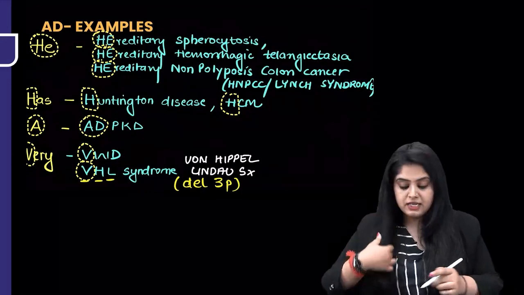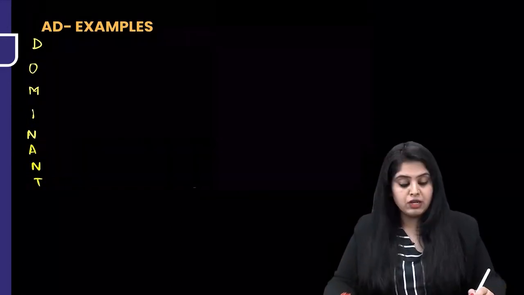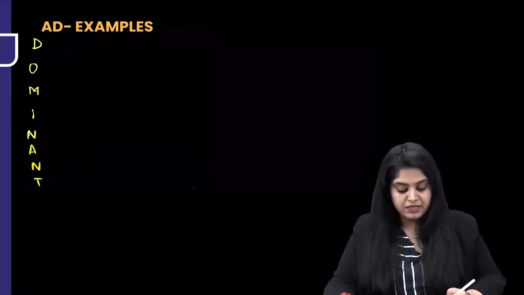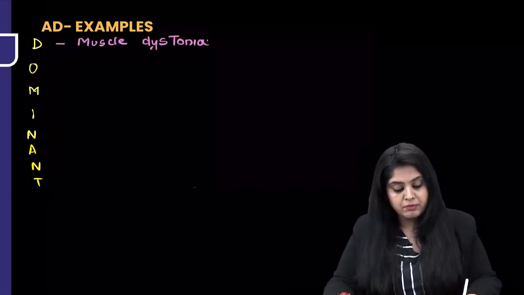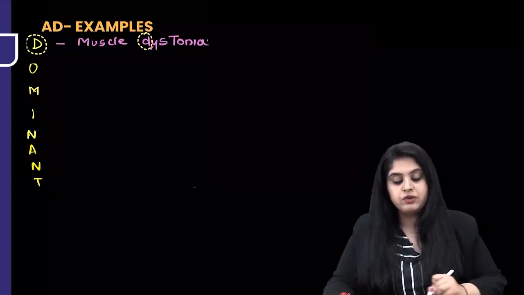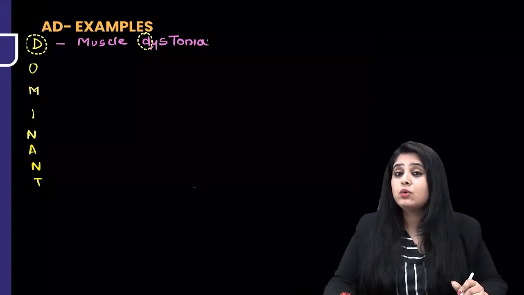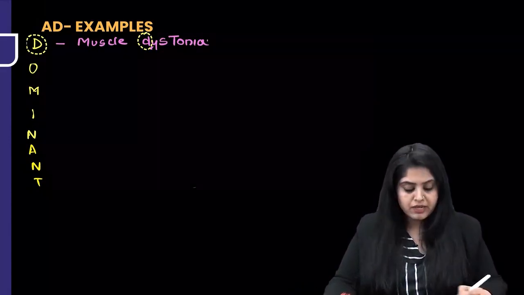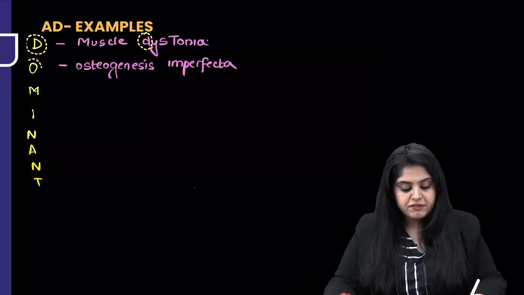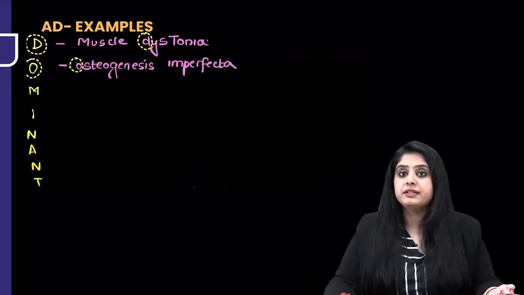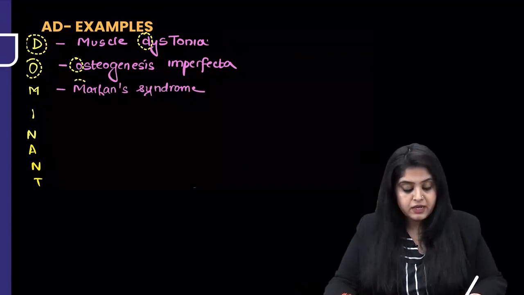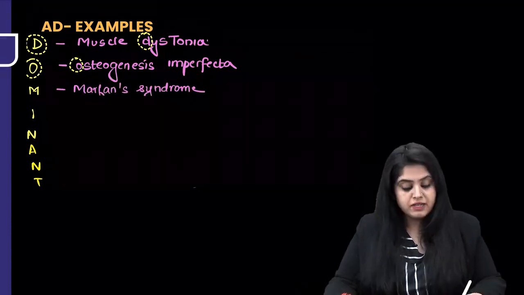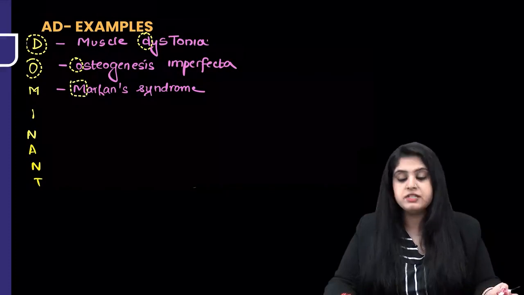So he has a very, next is going to be dominant. Now let's start, every alphabet has something. D is going to be muscle dystonia, a problem in muscle tone. So remember, there is a tone related problem. Then the bone one, O: which bone disorder comes to your mind? Osteogenesis imperfecta will definitely come to your mind, right? Then we have M, for which I have to tell you in a lot of detail, Marfan's syndrome. Very, very important. This will get you a question. I will teach you in a while.